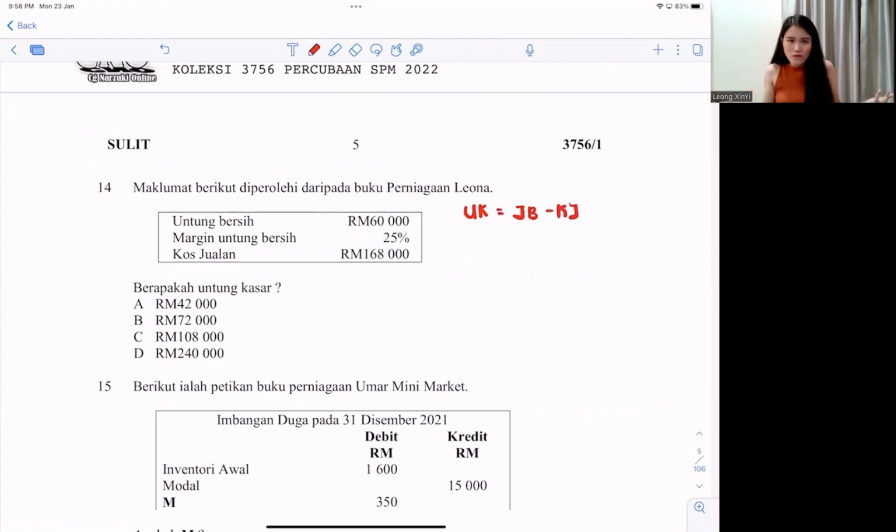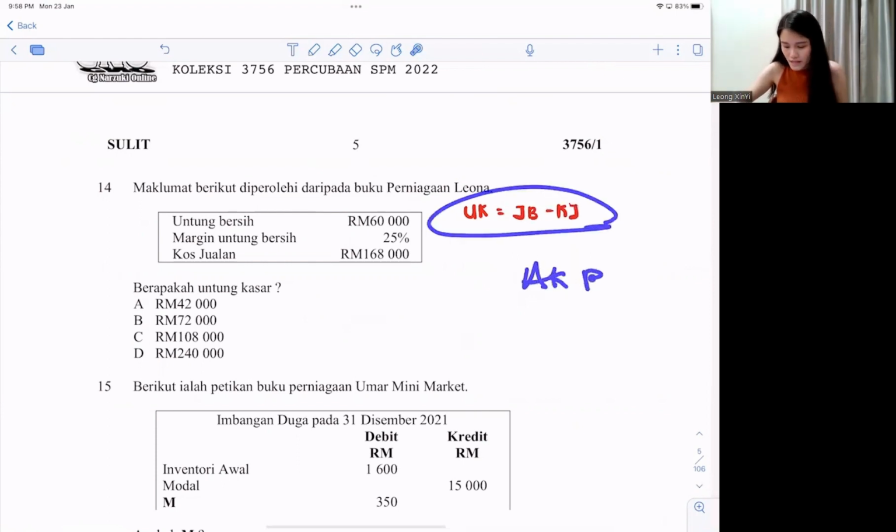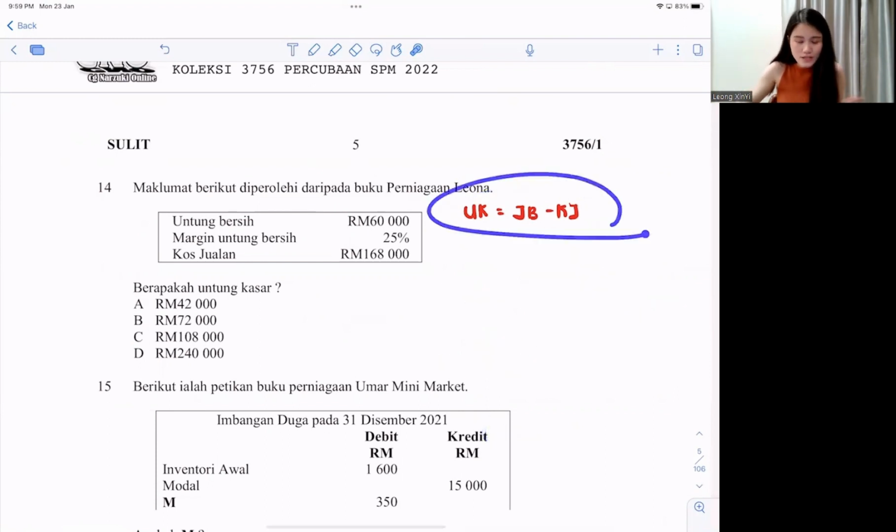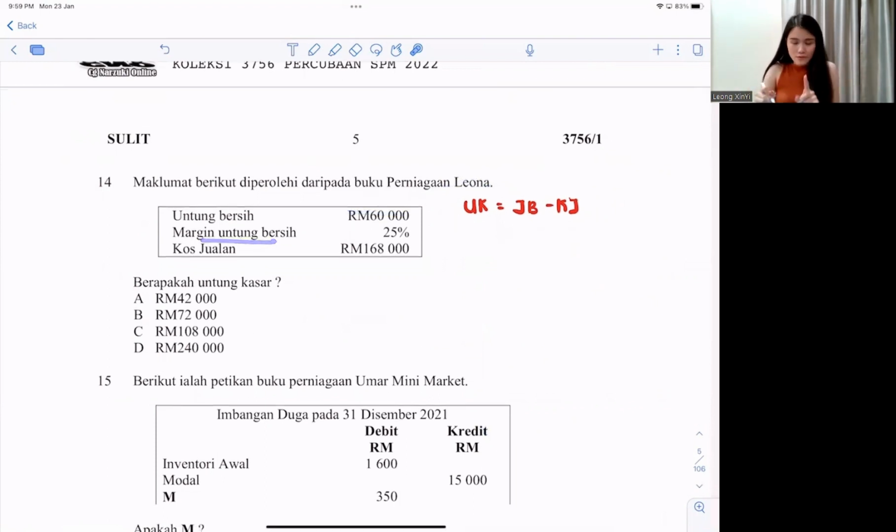If you don't understand how I get this equation, this is actually your account perdagangan. You start from jualan, tolak cost jualan, and you will get untung kasar for your answer. So this is the equation. Now, if you want to find untung kasar, you don't actually need untung bersih, but your margin untung bersih can help you. That's why they give it to you. But cost jualan, no need to find.